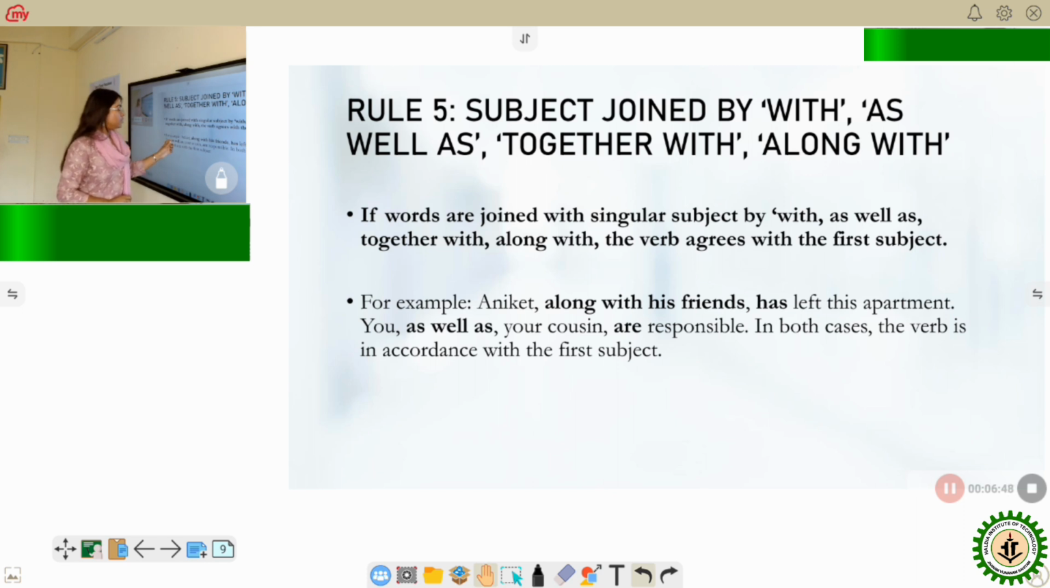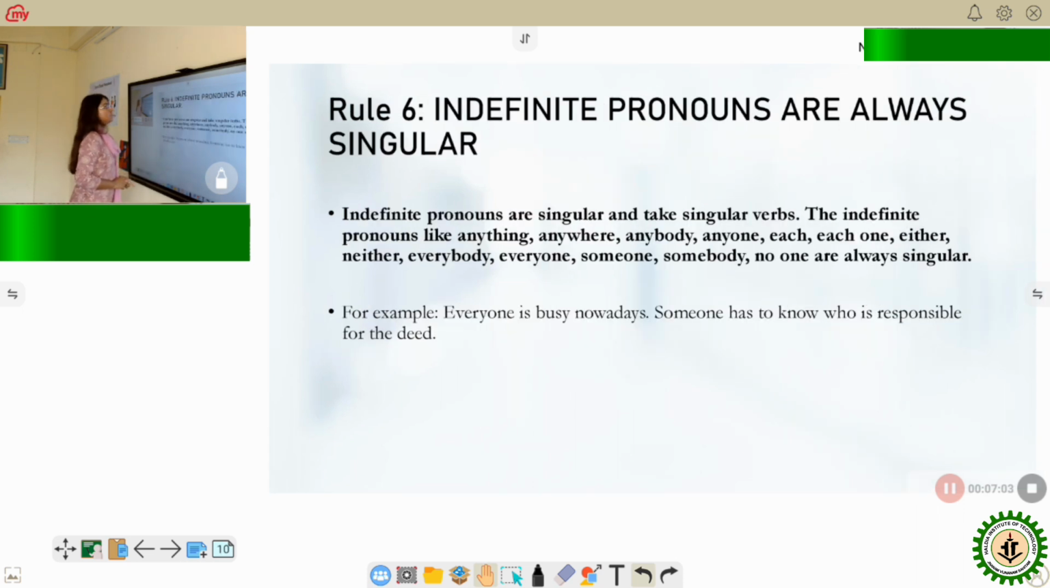You as well as your cousin are responsible. So you is the first subject, so the verb will align with the first subject. So you are responsible. You as well as your cousin are responsible. So these are the cases of along with, together with.